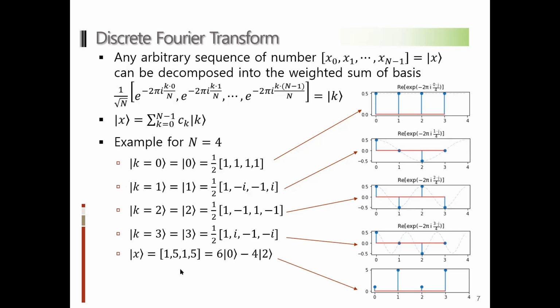Then the next question is, if we assume that we are given some arbitrary sequence, 1 5 1 5, whether we can decompose this vector as a linear combination of these four vectors.